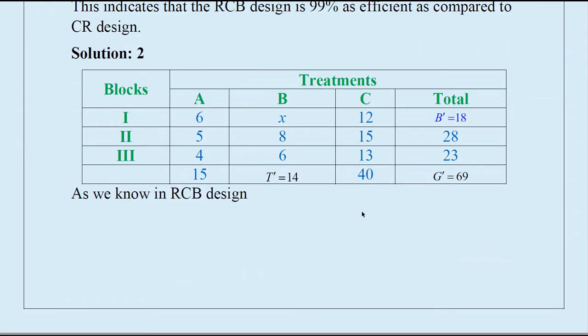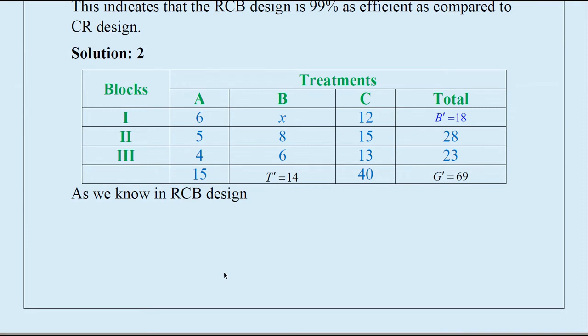And our next question is, we calculate RCB design with missing observations. So we have the treatments, and here observation B is missing now. So we add treatment first. This is 15, this is T prime, because here one observation is missing and here is also one observation is missing. So show it with prime, and G prime is 69 because this observation is missing.